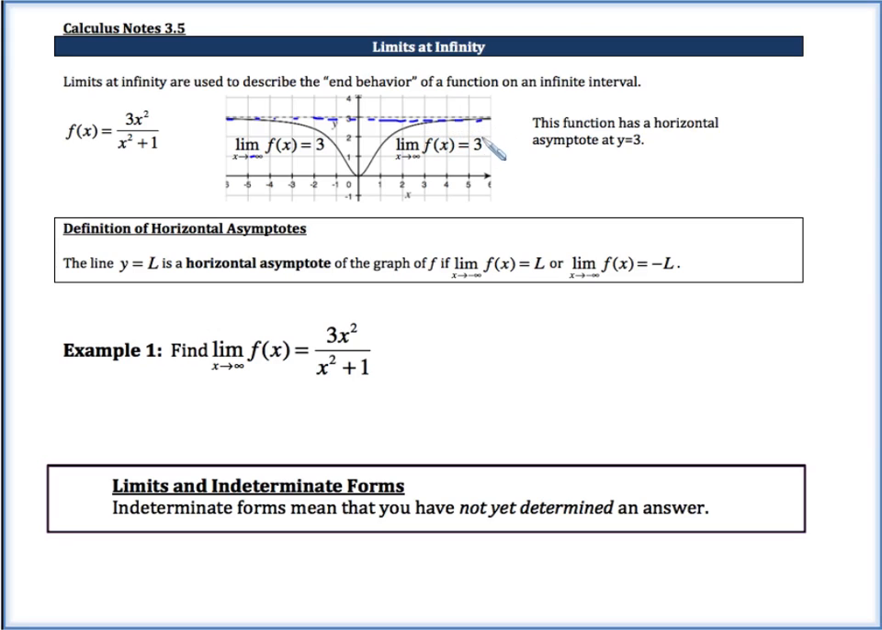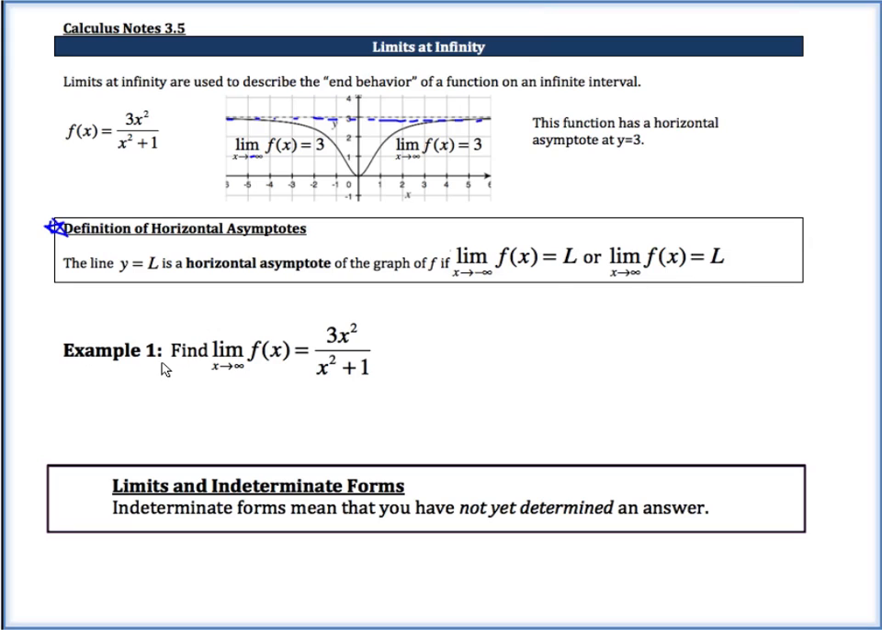And that brings us to the definition of a horizontal asymptote. So the definition of horizontal asymptote says the line y equals L, and L is just a number, and so we know this is a horizontal line, is a horizontal asymptote of the graph of f if the limit as x approaches negative infinity of our function equals some constant L, or the limit as x approaches positive infinity of our function equals some L.